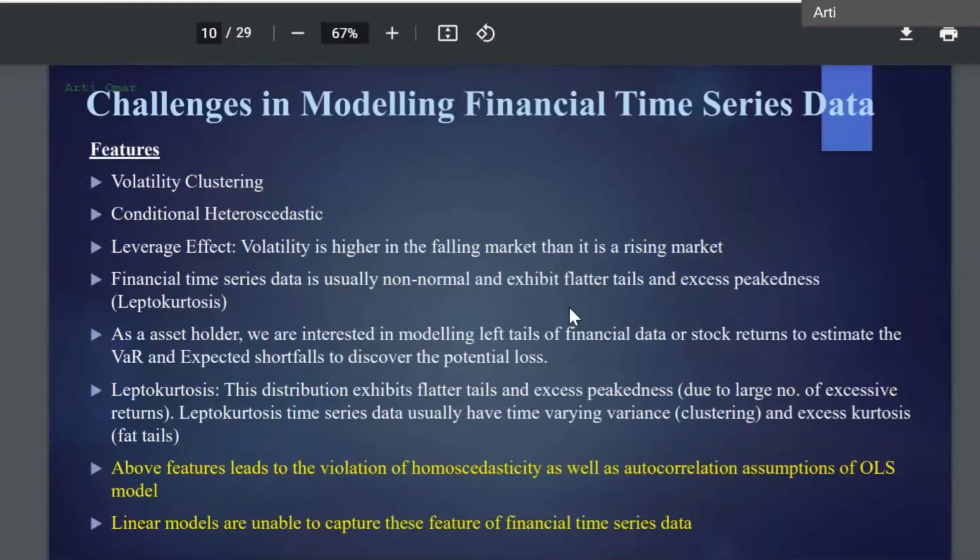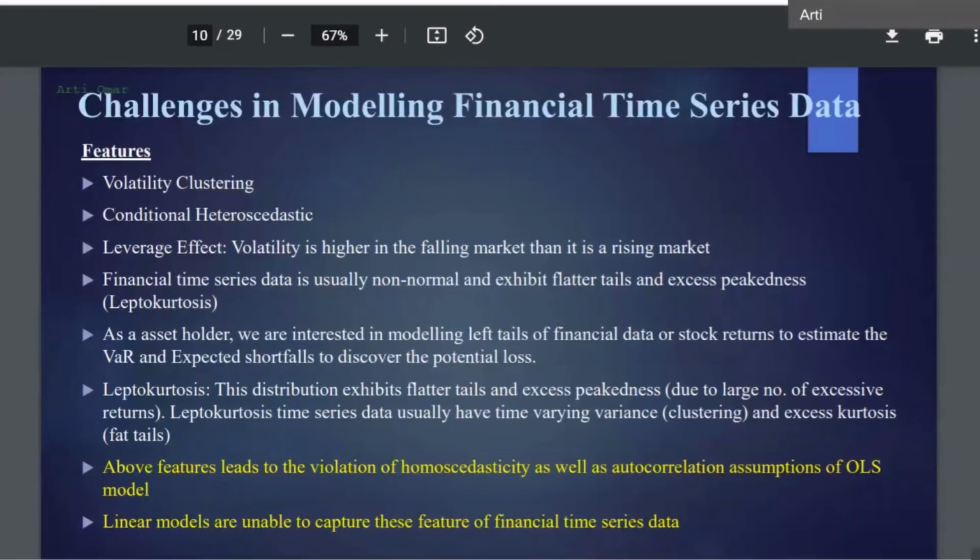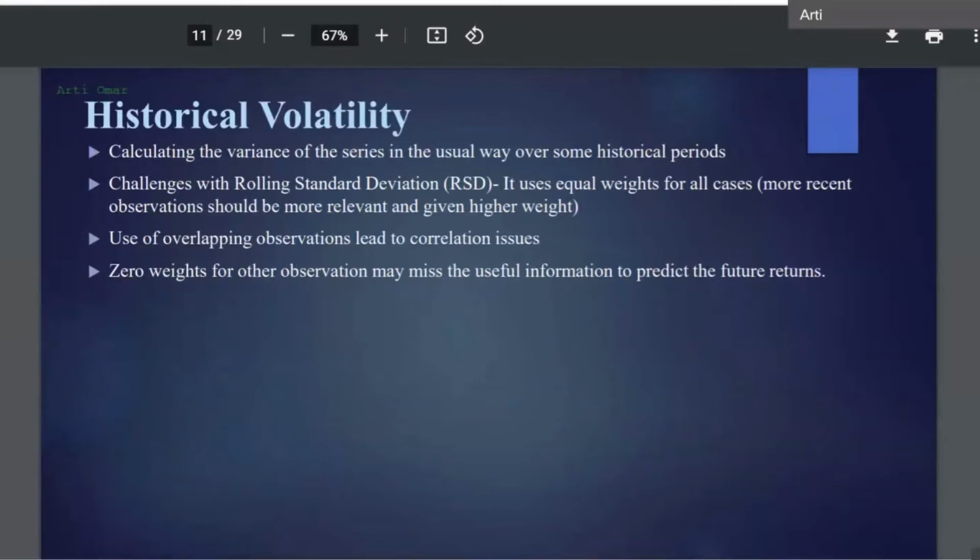Now, coming to the next slide, number 11. Hello, madam. Madam, as we know, the time series process involves a data generating process, that is a stochastic process. That means a sequence of random variables that are ordered in time.